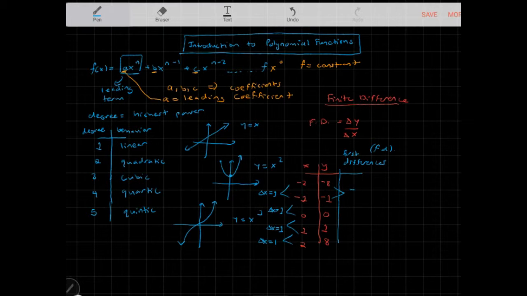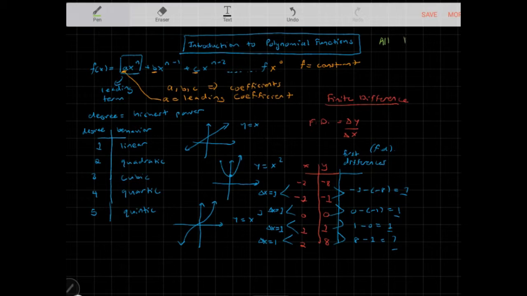The difference here is -1 minus -8, which is 7; 0 minus -1, which is 1; 1 minus 0, which is 1; and 8 minus 1, which is 7. So these are our first differences. You would basically divide over 1, but it's going to give you the same number. Now, we stated that all polynomial functions have a constant set of finite differences.